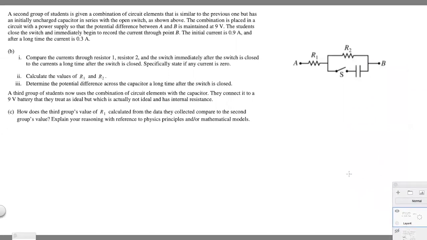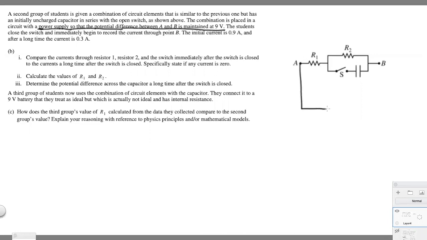Okay, moving on to part B. So now we have a second group of students, and we're bringing in a capacitor here. We have a capacitor in this circuit. One very important thing here is they're no longer using just a 9-volt battery. We're using a power supply, and this will become significant in part C. So for this part here, it says we have a power supply. So the potential difference between A and B is maintained at 9 volts.